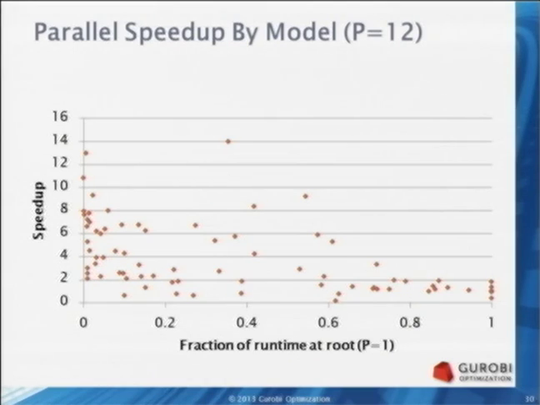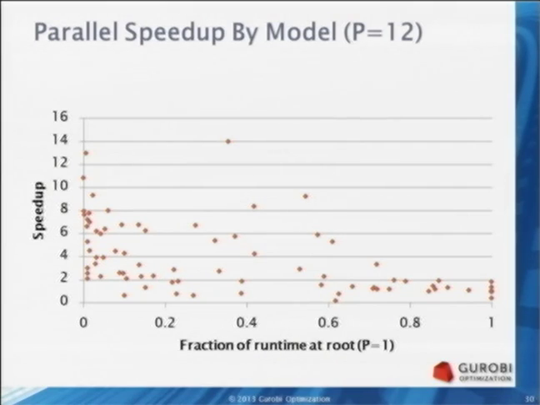What's perhaps more interesting is if you look at the full set of models, for the majority of models, they're spending a significant fraction of total time at the root node. A simple Amdahl's law computation says that if you're spending 20% of your total runtime at the root node, then your maximum speedup is going to be a factor of 5.